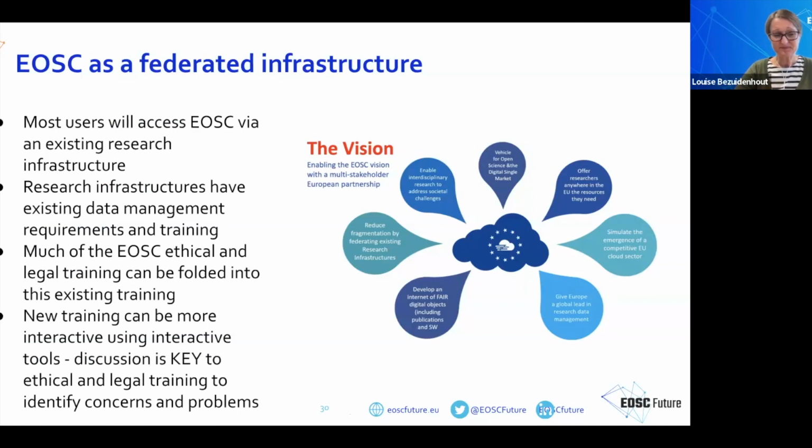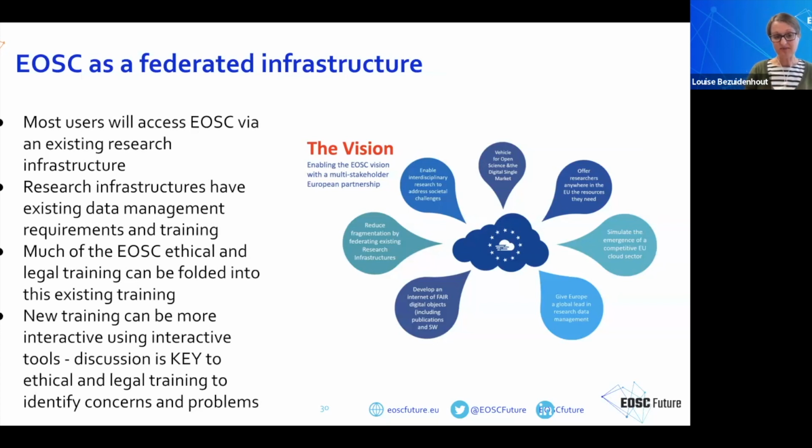So it's important to recognize a number of things. If you understand the structure of EOSC, you can usually help guide discussions about ethical and legal issues. It's important to recognize that most research infrastructures have existing training and existing guidance on data management, and that much of the EOSC ethical and legal training can be folded into this existing training. So it's not like you're starting from scratch.